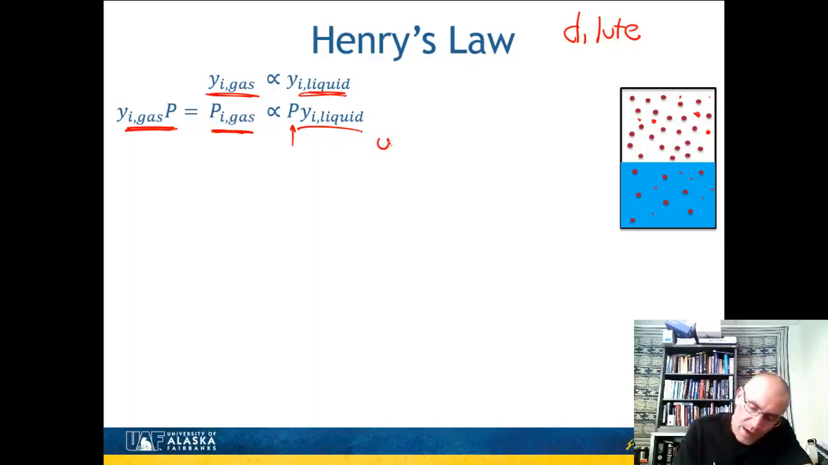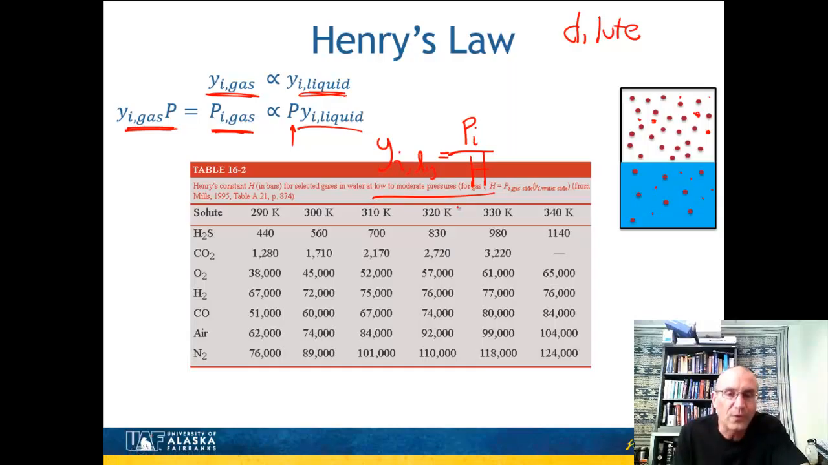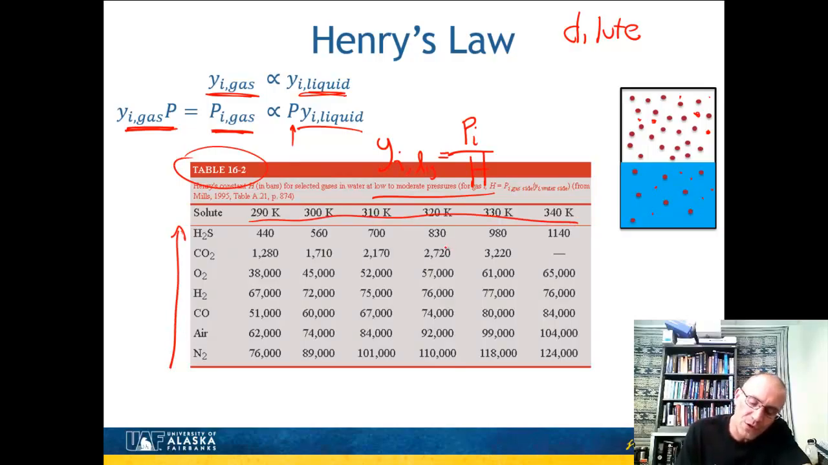And so that tells me I can find out what the mole fraction is in the liquid phase. And so these are proportional, so it's going to be equal to the partial pressure over some constant. And I'm just going to call that constant H, which is Henry's law. So this right over here is Henry's law. And you can get values for Henry's law constant here. The book has them in 16.2 for various components as a function of temperature. And here's the number that you put into H.